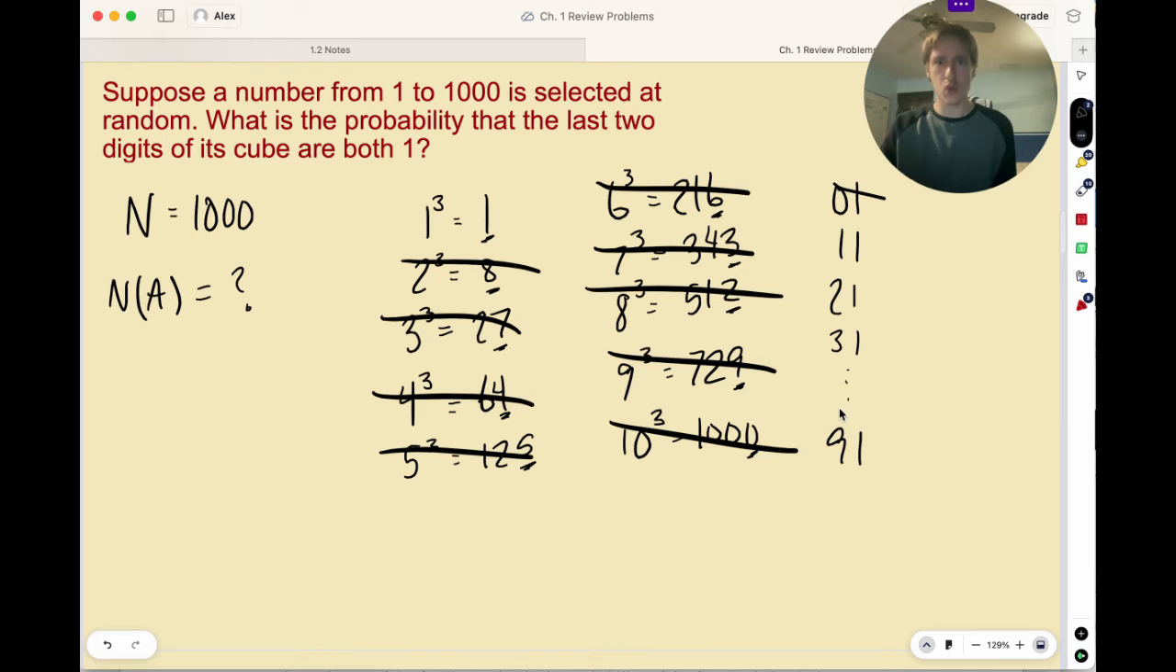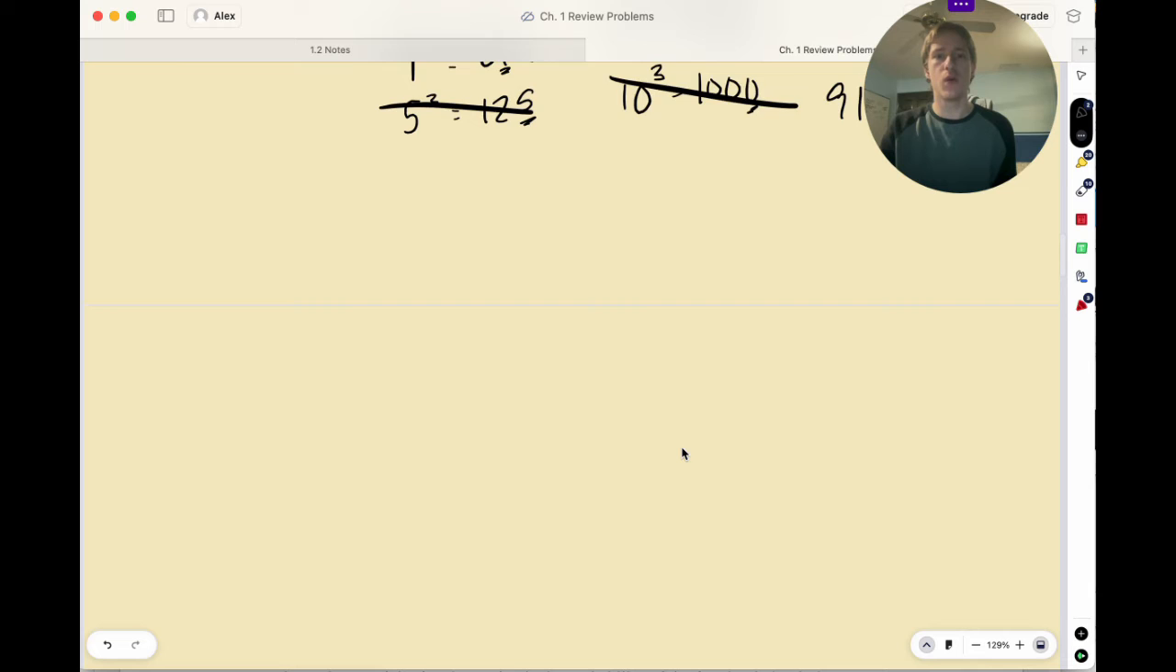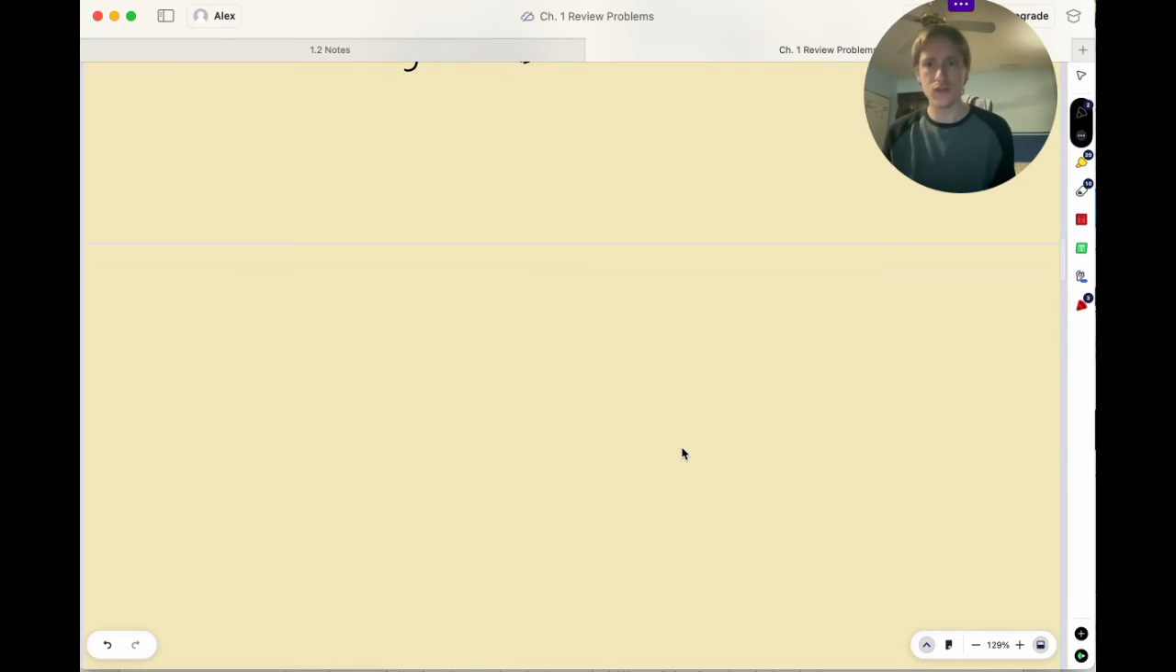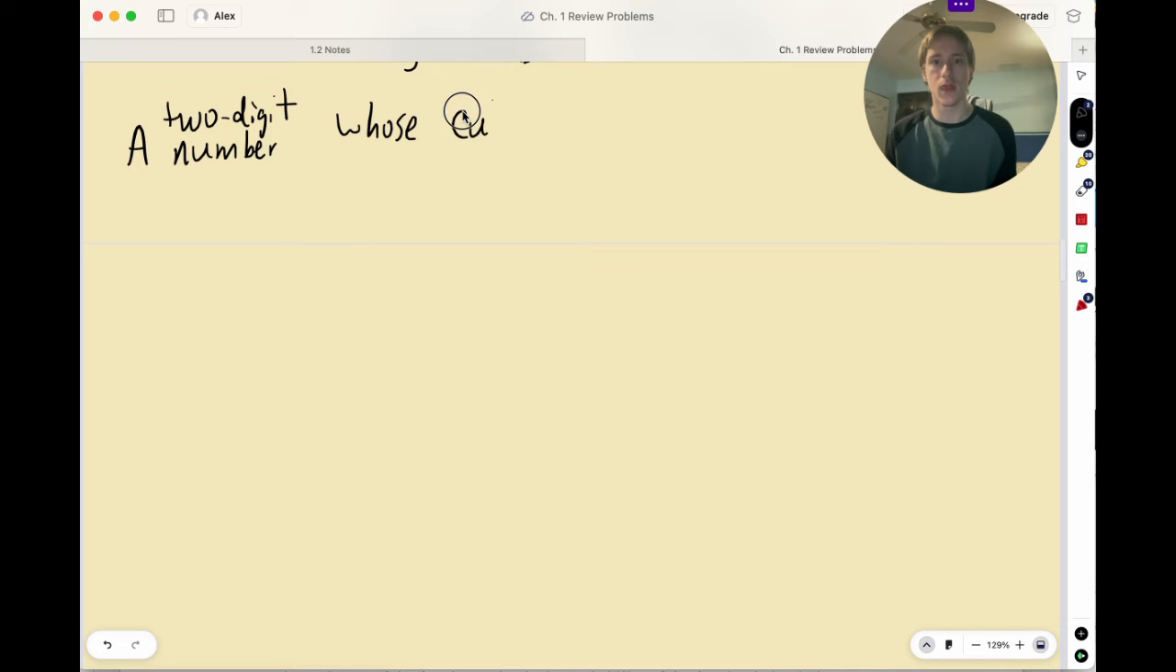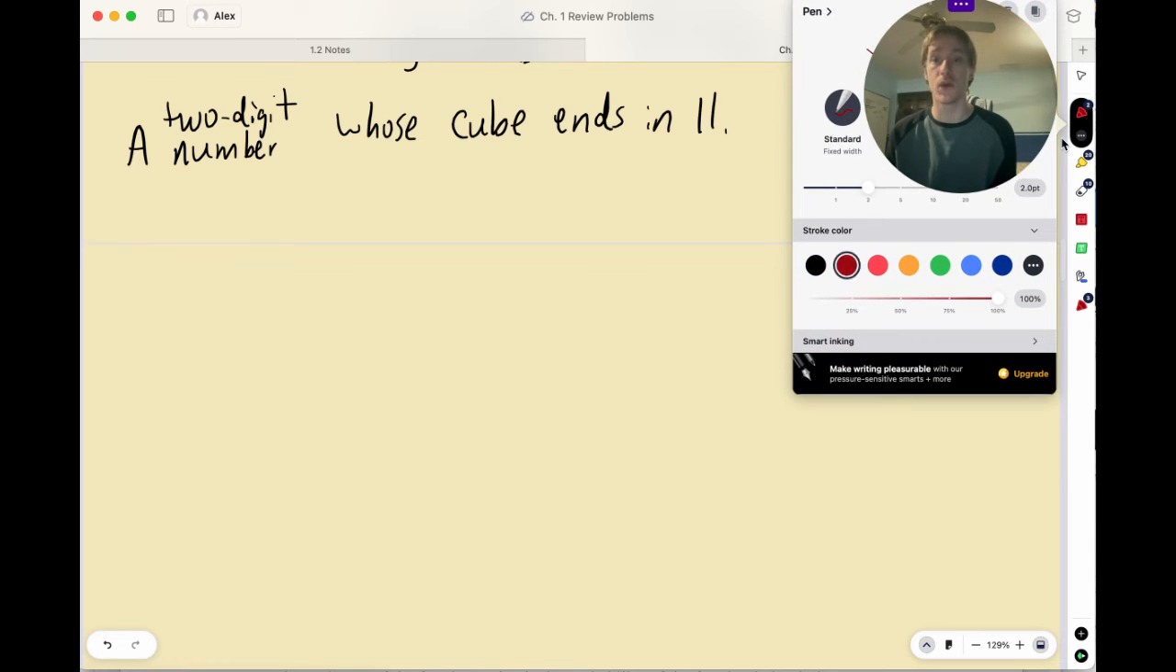So what is it that we actually want? Well, let me erase this screen. Well, maybe I'll leave it up. But what is it that we really want? We want a number. We want a 2-digit number whose cube ends in 11. So how would we structure that in the language of number theory?